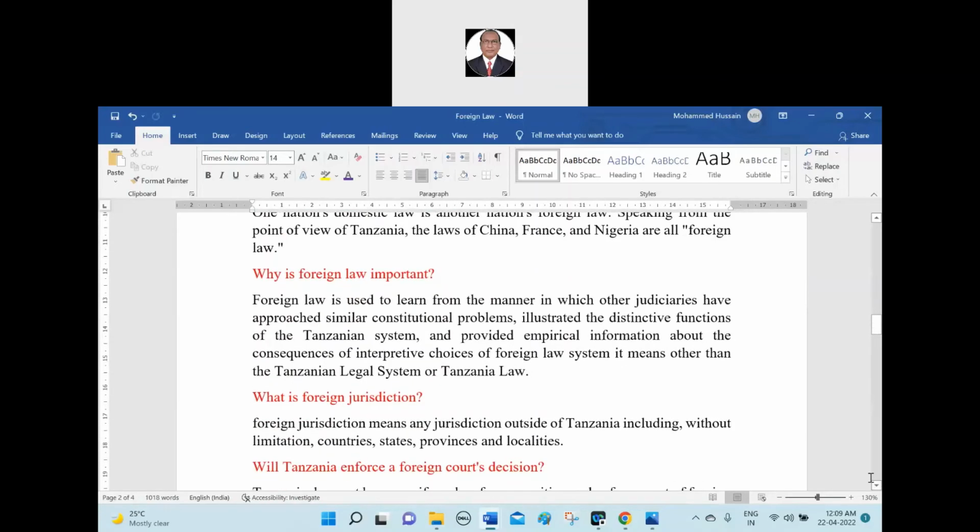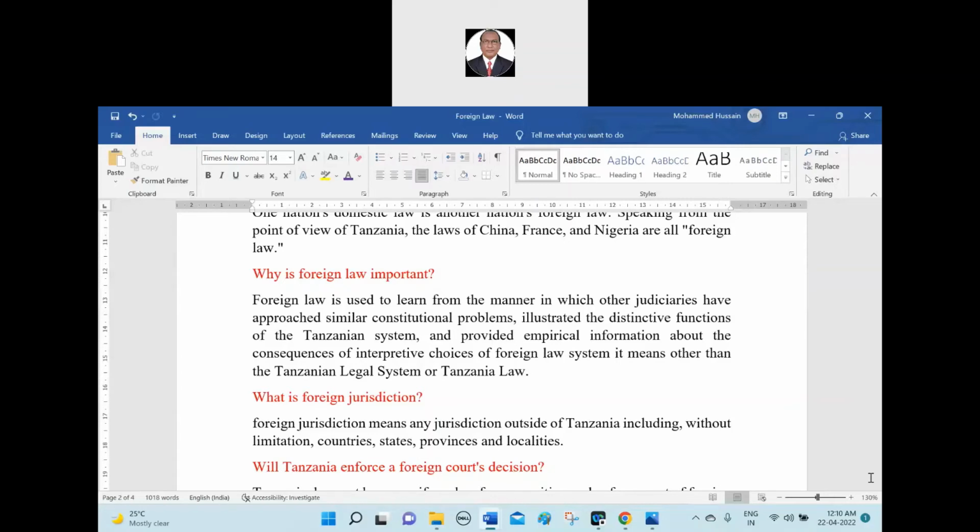So why is foreign law important? The answer is that foreign law is used to learn from the manner in which other judiciaries have approached similar constitutional problems, illustrating the distinctive functions of the Tanzanian system. It provides empirical information about the consequences of the interpretive choices of foreign legal systems, meaning other than the Tanzanian legal system. So foreign law comes into the picture when the court feels that proper justice will be given to the parties.